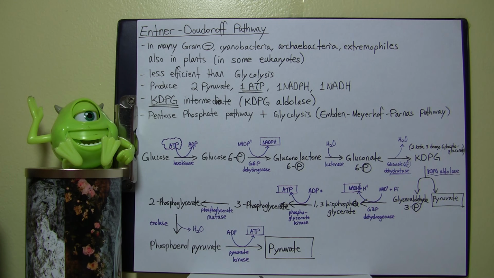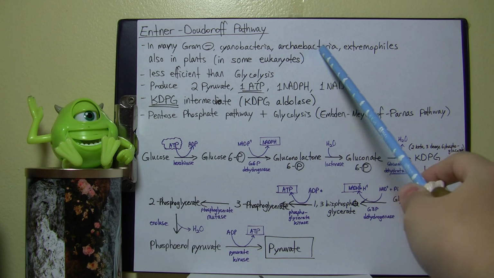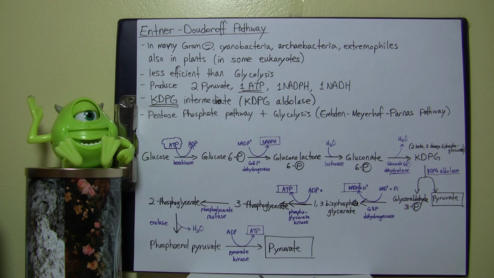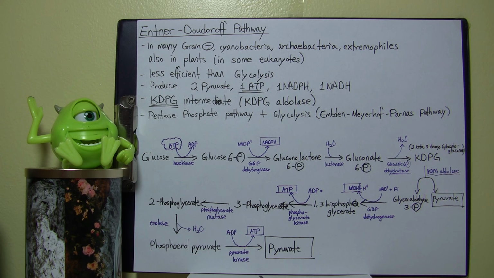The Entner-Doudoroff pathway is found in many gram-negative bacteria, cyanobacteria, archaebacteria, and extremophiles, and also in some eukaryotes. But this is considered an ancient reaction compared to glycolysis. This actually is also less efficient than glycolysis.